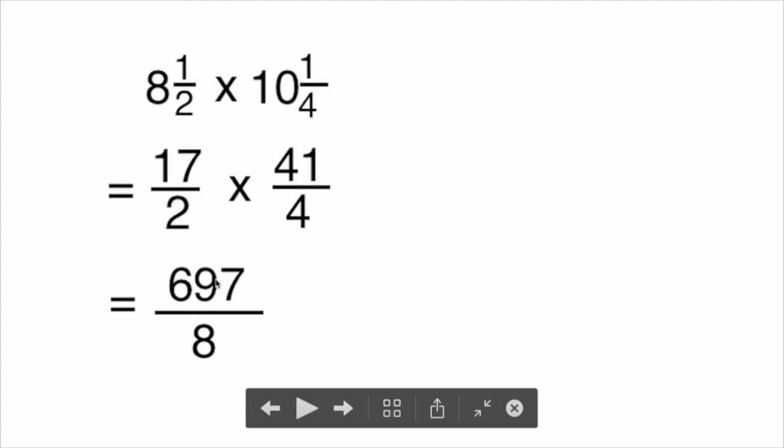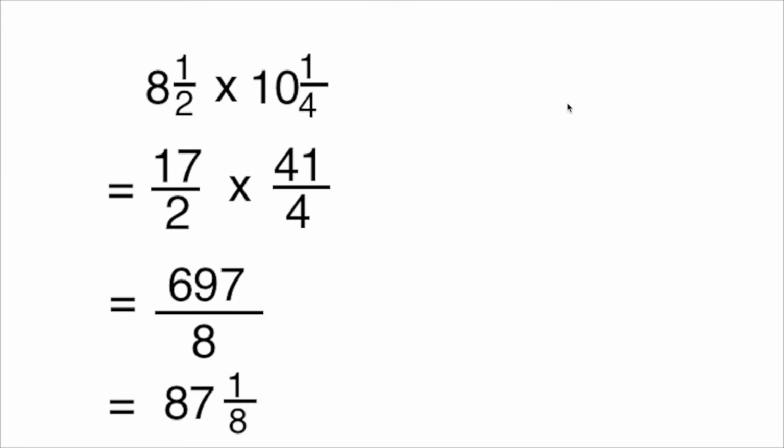These are quite ugly numbers to work with, but we still have to simplify this. So 697 divided by 8, how many times does it go, and then what's the remainder? We turn this into a mixed number again. Our final answer will be 87 1/8. All right, so that's the first way we do it. Just to recap, we convert each mixed number to an improper fraction, multiply like we did with regular fractions, and then if we have any simplification or turning back to a mixed number, we do that.